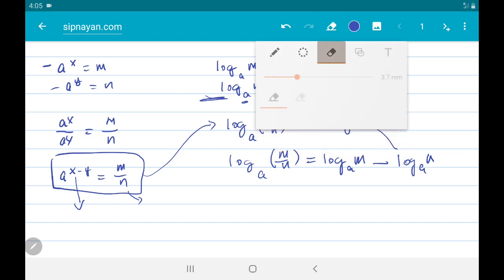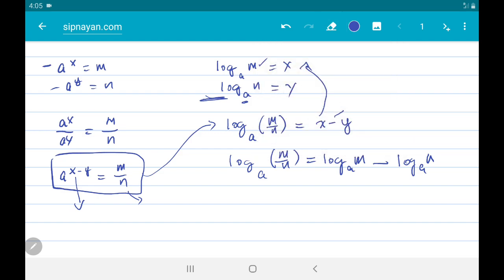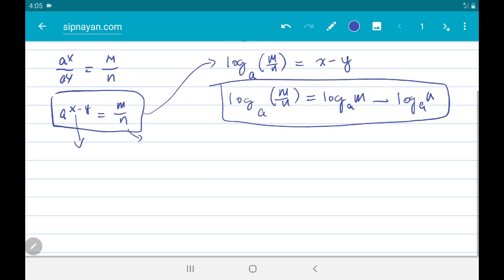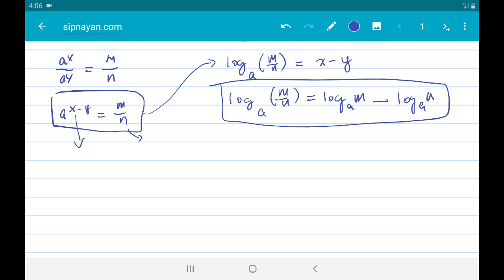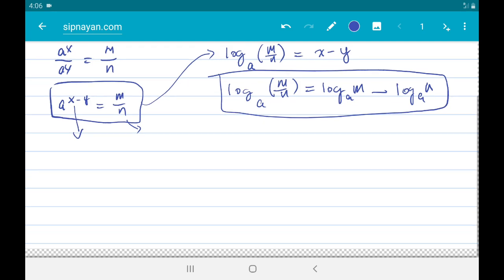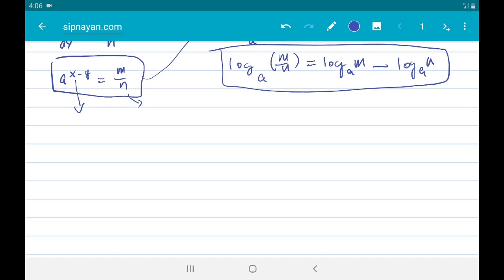So yung formula na yan ay tinatawag na logarithm of a quotient. Ibig sabihin, pag meron kang logarithm of a quotient, pwede mo silang i-minus. O kaya, baliktad, meron kang difference ng dalawang logarithms with the same base, pwede mo silang gawing division. Okay? So, let's have a few examples para internalize natin yung formula.